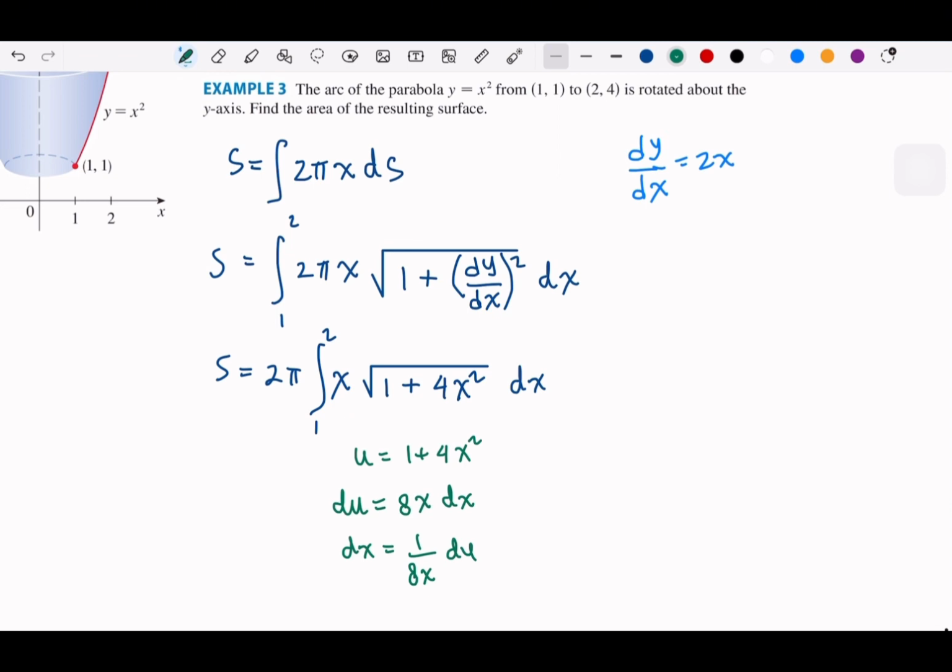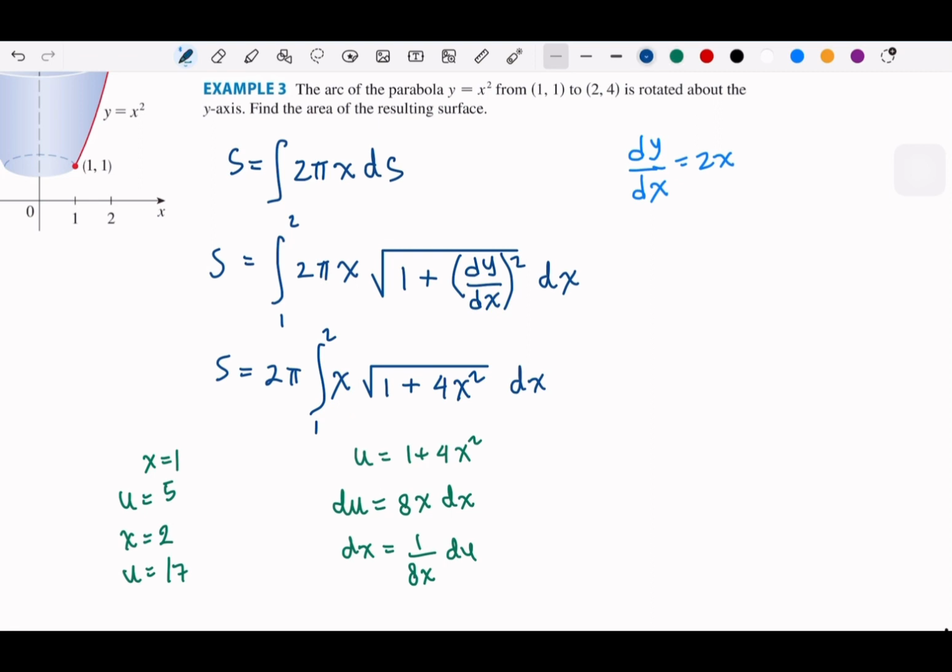And remember, when we try to substitute, since we have the endpoints in x, but now we substitute to u, then we also need to change these, okay? So change everything. So when x is 1, u is 1 plus 4, 5, right? And when x is 2, u is 4 times 4, 16 plus 1, so 17.